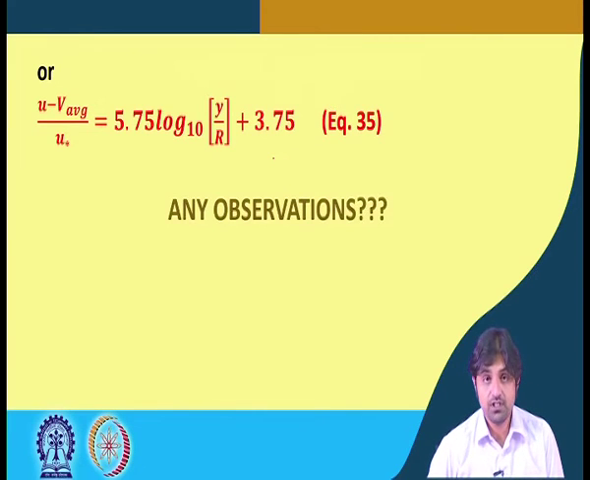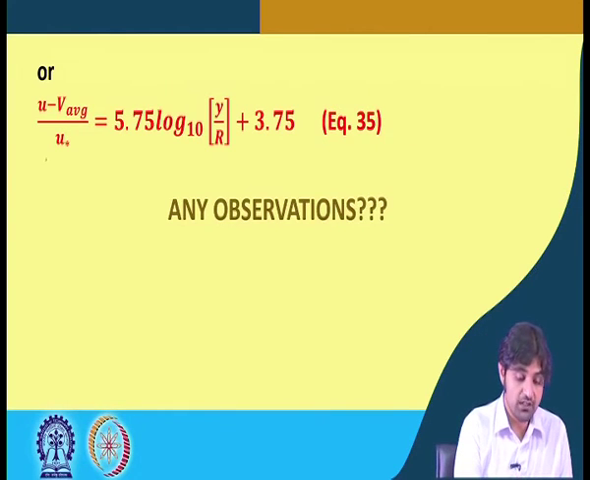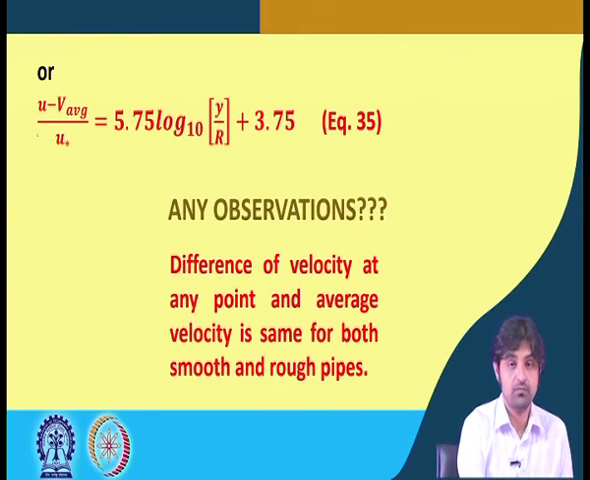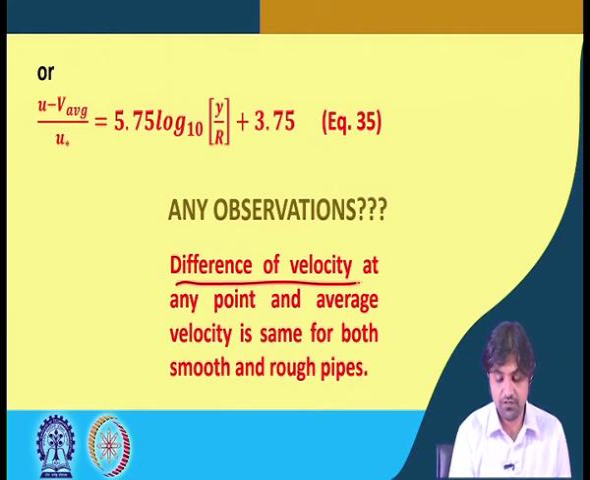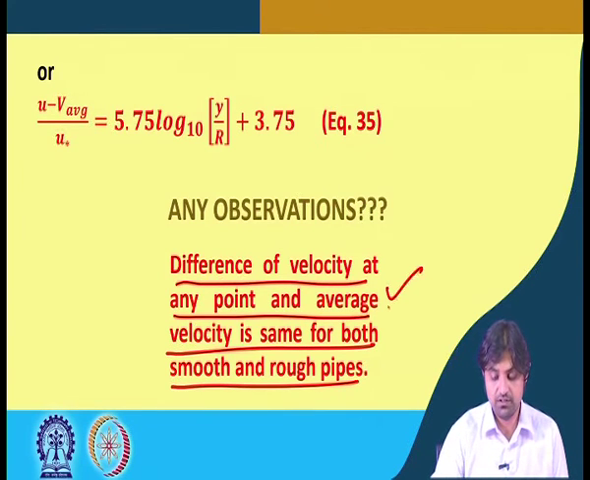Is there any observation? So, you see, either for smooth or for rough, this difference came out to be same. So, the observation is the difference of velocity at any point and average velocity is same for both smooth and rough pipes. This is important to know that. Okay.